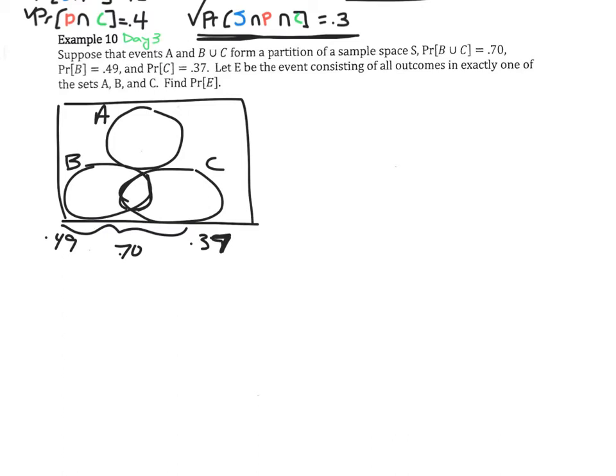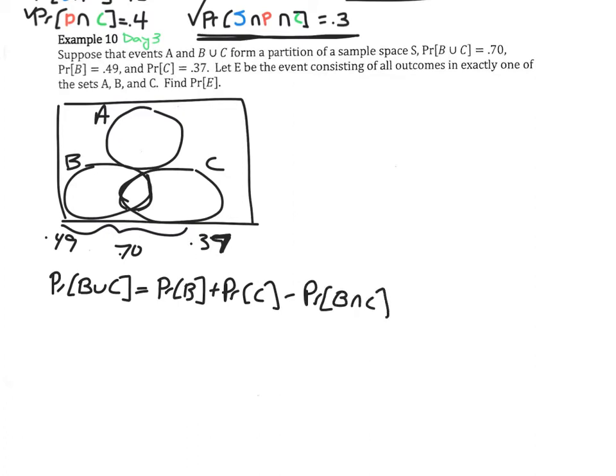So I want to bring you back to this formula we used last week, which was the probability of, let's use B and C here, is the sum of each one individually minus their overlap. And from the problem, we know that separately these are 49, 37, I don't know that part, and then B or C together should be 70.